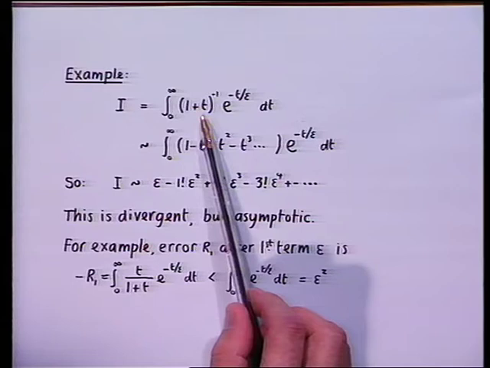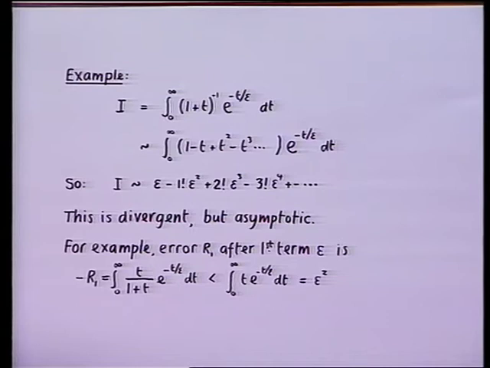Well, 1 over 1 plus t differs from 1 by t over 1 plus t. In other words, the error is given exactly by this expression. The minus sign indicates that the error is negative. Now, it's quite easy to get a bound for this, because t over 1 plus t is certainly less than t. That's obvious because t is bigger than naught, and therefore 1 over 1 plus t is less than 1. So the error is certainly less than this integral here, which can be evaluated and is epsilon squared.